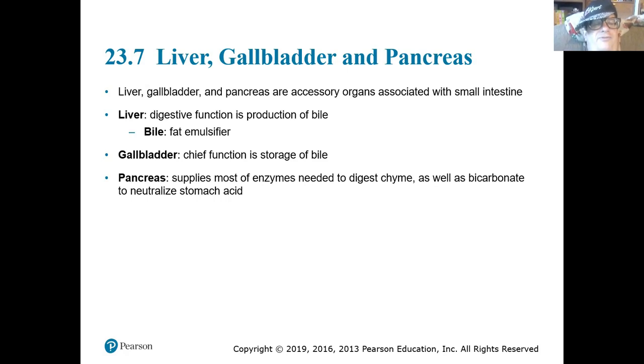So the gallbladder's chief function is to store the bile. Like the liver makes the bile, the gallbladder stores the bile, and the pancreas makes most of the enzymes that are used for chyme. I know the pancreas is famous for its job with insulin and blood sugar, but it makes the enzymes that are used in the small intestine. It mixes them in with a bunch of bicarbonate that will neutralize the stomach acid. The pancreas makes the fluid that stops the chyme from burning the duodenum.